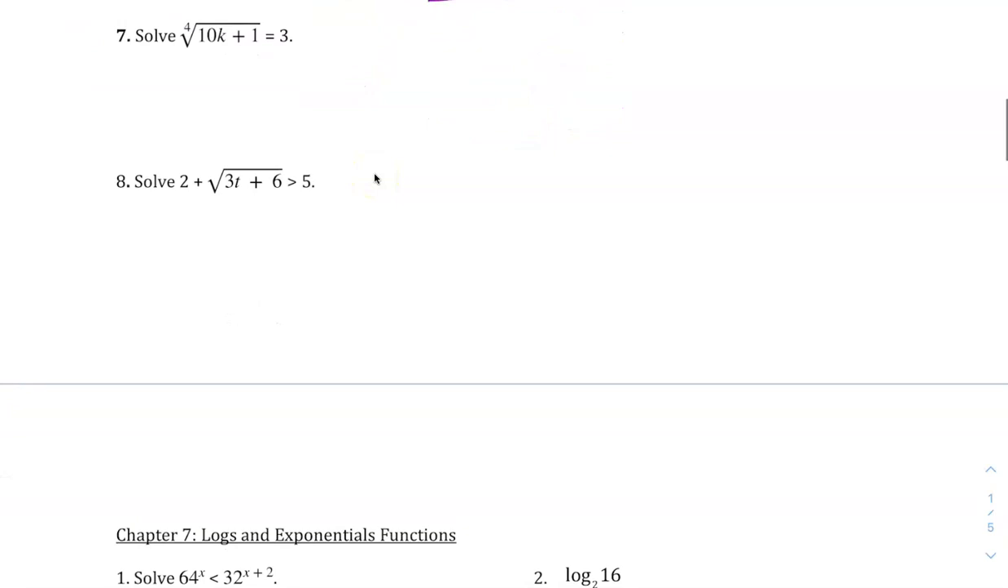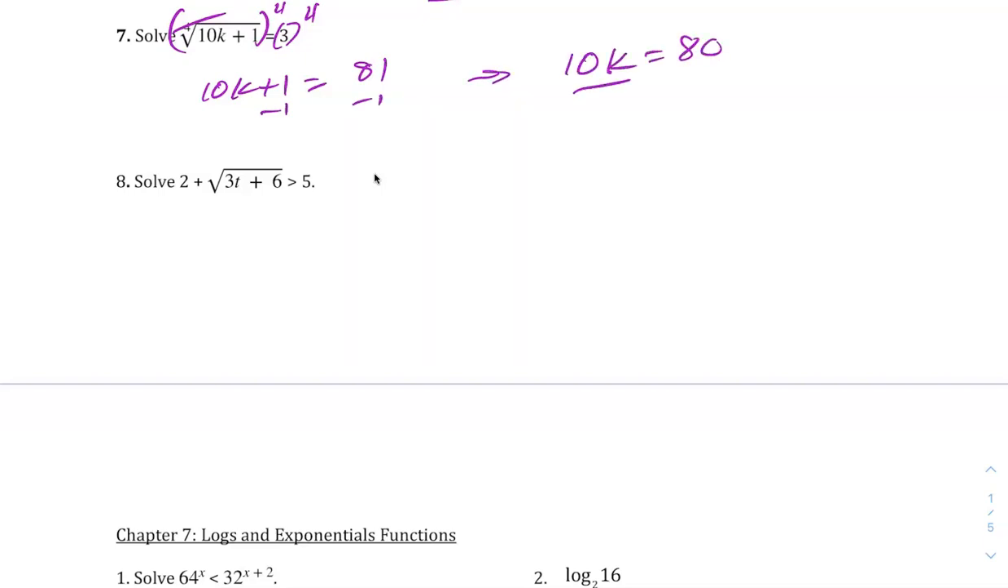Solve. Okay, so I'm going to take the 4th power to both sides first to get rid of that radical. So 10k plus 1 equals 3 to the 4th, which is 81. Subtract 1. So I get 10k equals 80. Divide by 10. I get k equals 8. So there we go. Next one, we got to solve this one.